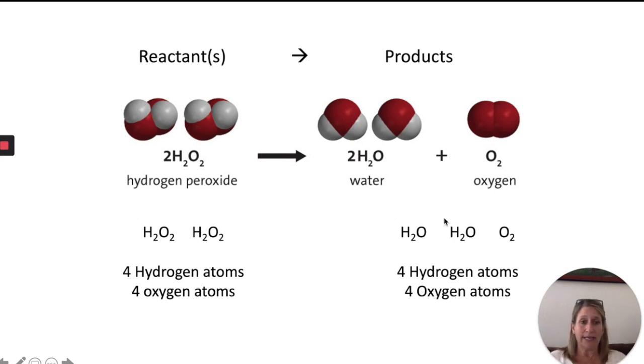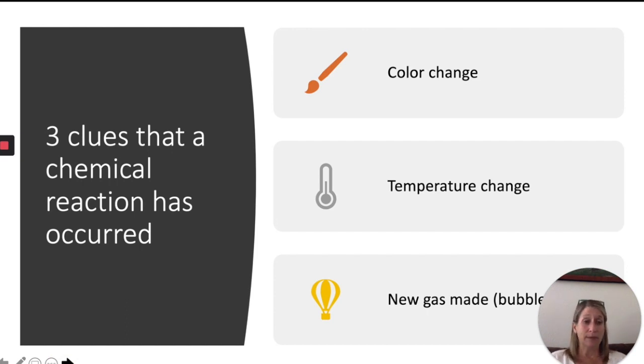We did not create matter. We did not throw away matter and hide it. We have the same number of atoms in the beginning as we do in the end. Okay, that has to happen. It doesn't happen differently. Okay, so something we need to remember is that there's 3 clues that a chemical reaction is happening, okay, that we need to know.